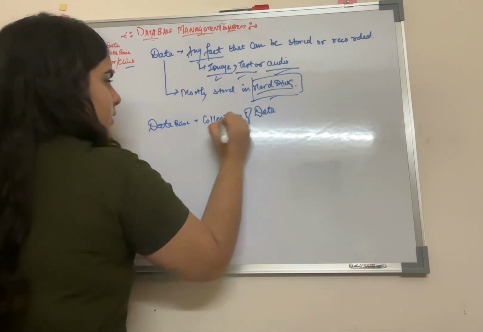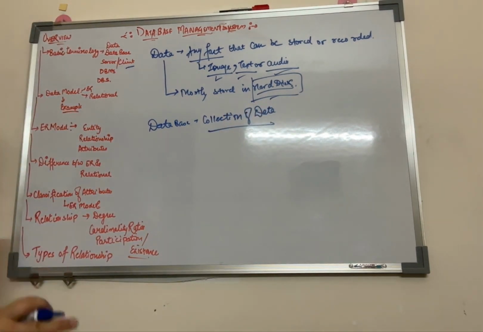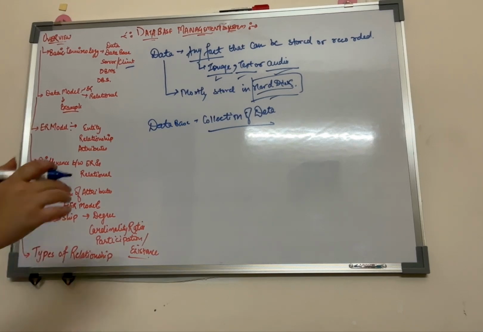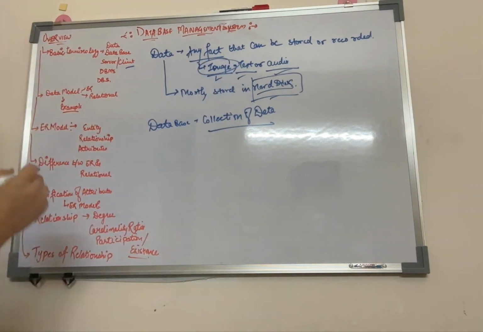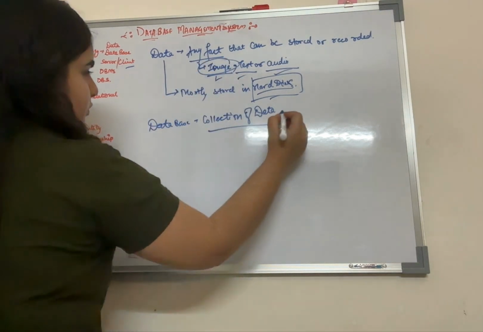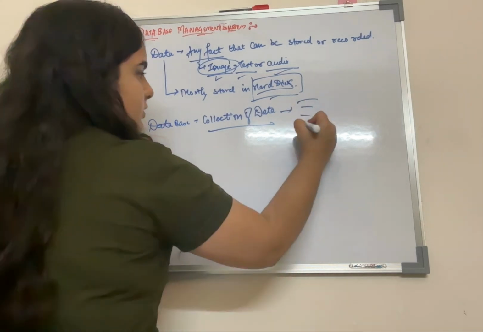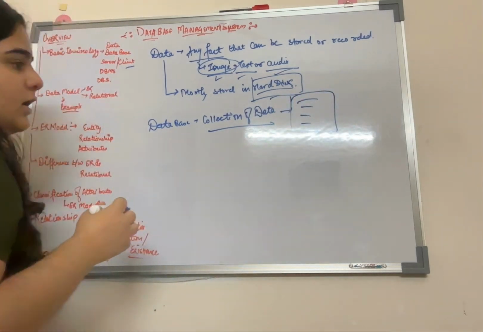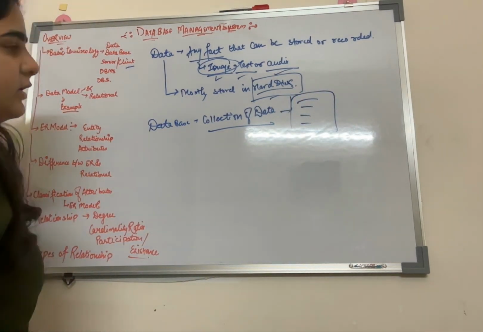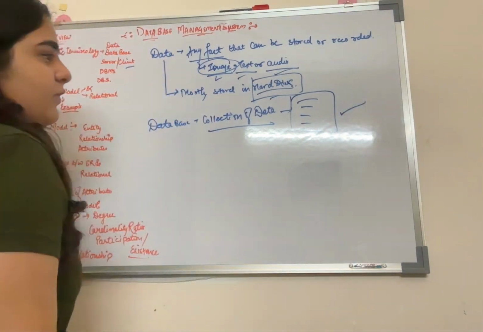Database is nothing but a collection of data. Now, you might ask, what is a collection of data? Let's say you have an image, and there are lots of images in your photo gallery, and you store them like this. They are present in your phone's photo gallery. So this particular thing is a database, the database of your photos.